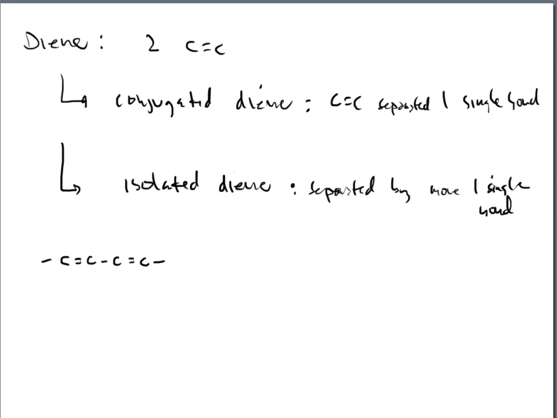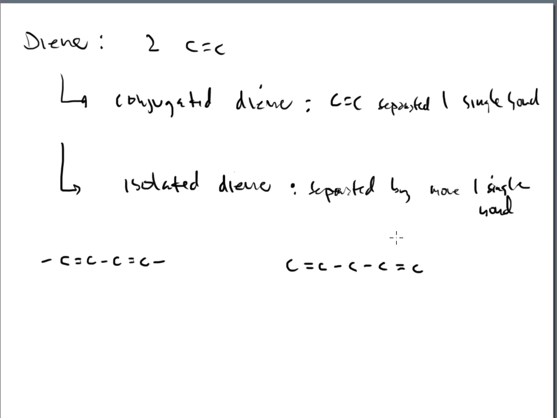The isolated diene is similar, but they're a little bit further apart. They're separated by more than one single bond. So carbon, double bond, carbon, single, and then maybe another single, and then the double happens. This is not double, single, double. This is double, single, single, then double. That is not a conjugated diene. This is just the regular old diene that we have come to know.